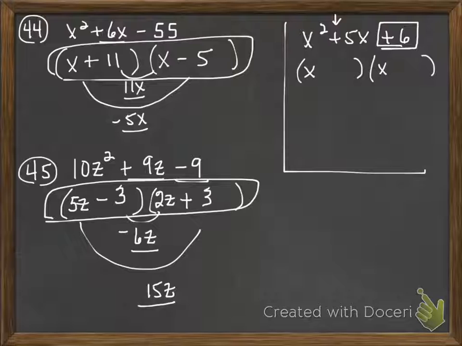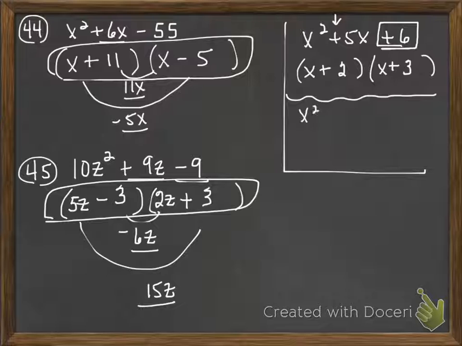Since the last term is positive, our signs are the same, and our signs will be whatever the middle sign is. So the middle sign here is positive, so my signs will be plus plus. And then since this is an easier trinomial, we're looking for two things that multiply to be 6 that combine to be 5. Choices would be 1 and 6 or 2 and 3. If they have to combine to be 5, they're going to be 2 and 3.